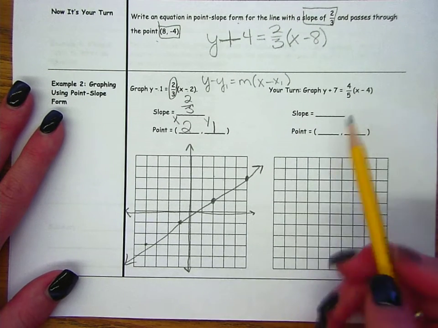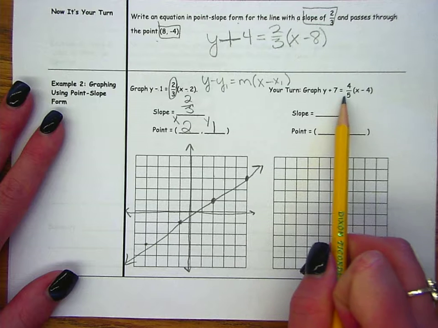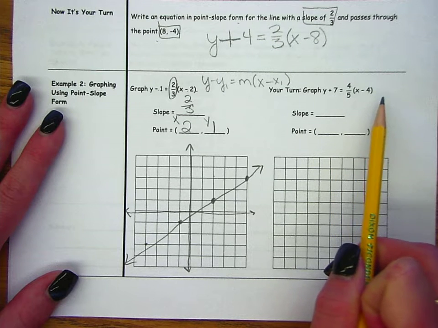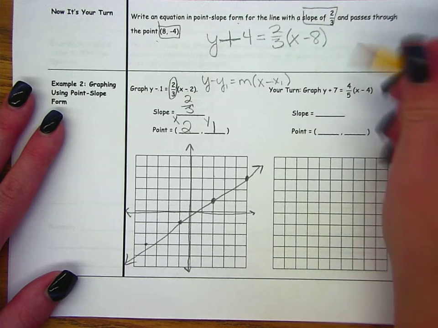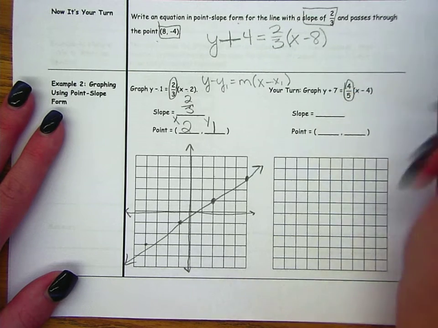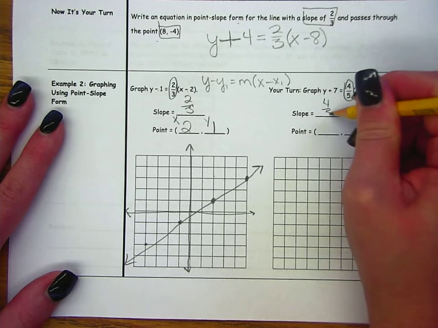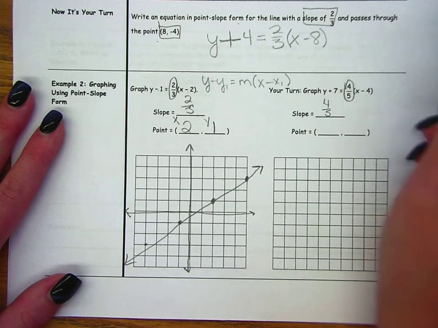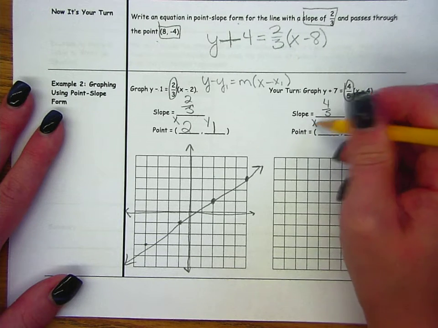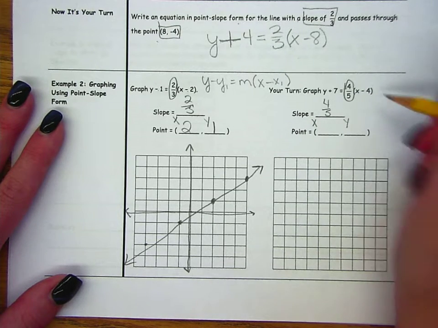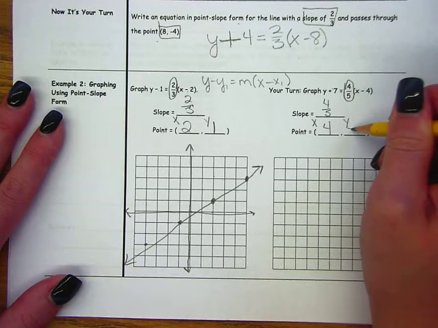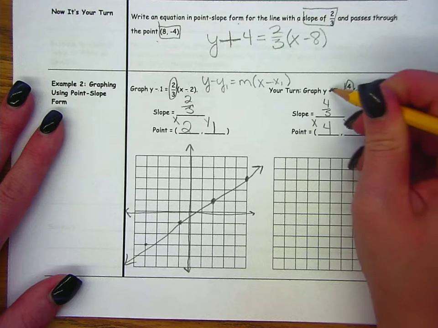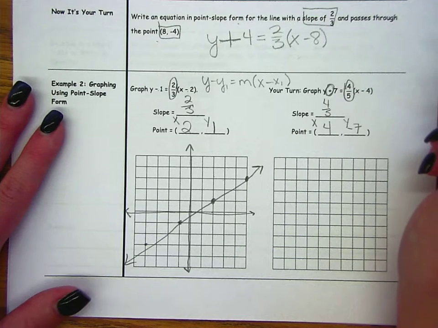Take a few minutes and go ahead and graph y plus 7 is equal to 4/5 times x minus 4. Alright, you should have noticed when you graphed that your slope is 4/5. Then your point, again x comma y, alphabetical order. So x is 4. And with your y, you should have changed the sign to be a -7 because this is a plus instead of a minus.